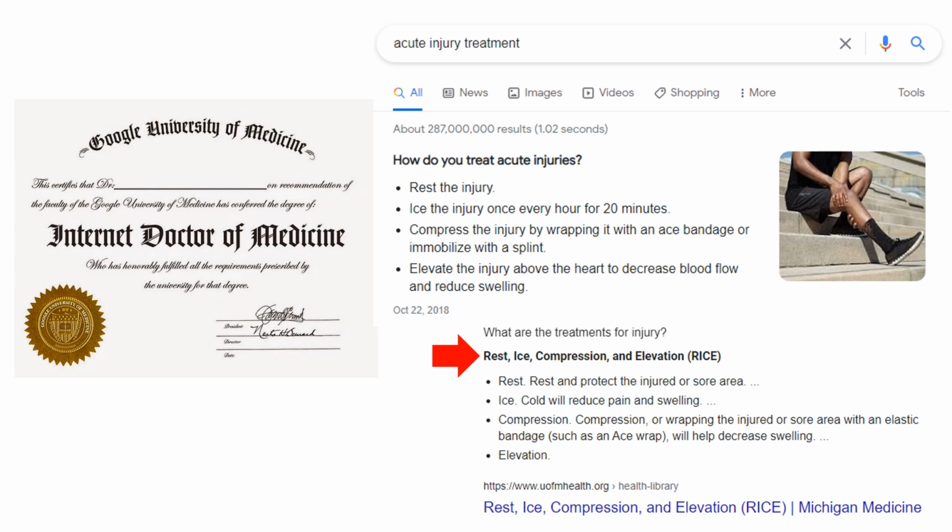If you go to the preeminent doctor in the world, and for those of you practicing clinicians now, I empathize with you and the fact that your patients may be searching and believing Dr. Google before they would believe you. So I understand sometimes the uphill road you have to climb. But if you do go to Google, what does Google say for acute injury treatment? There you see it listed: rest, ice, compression, and elevation.